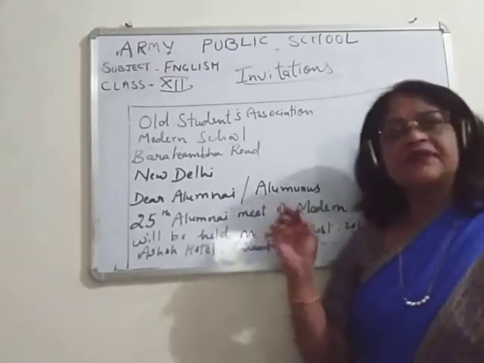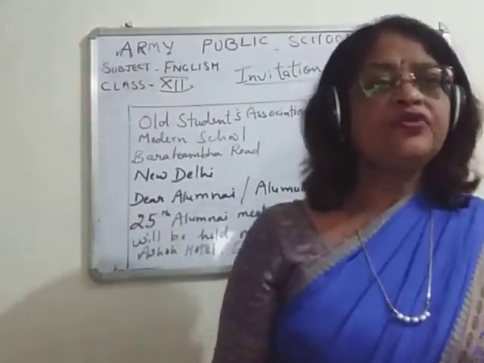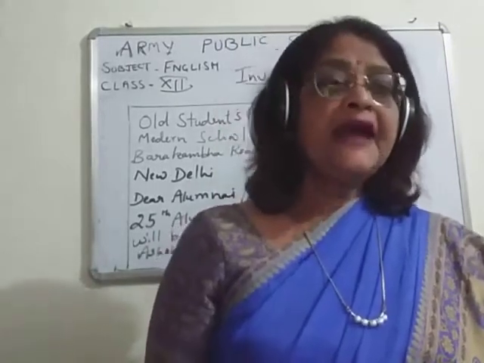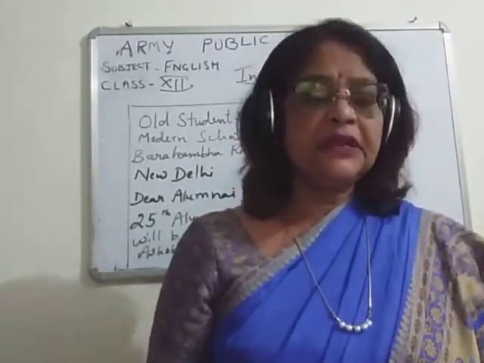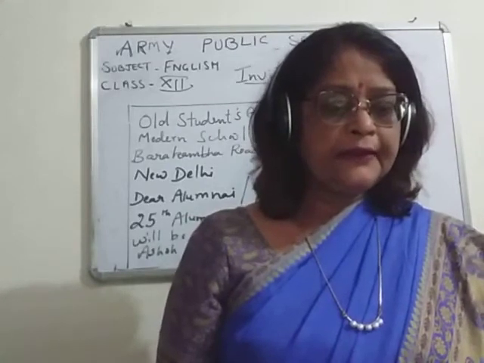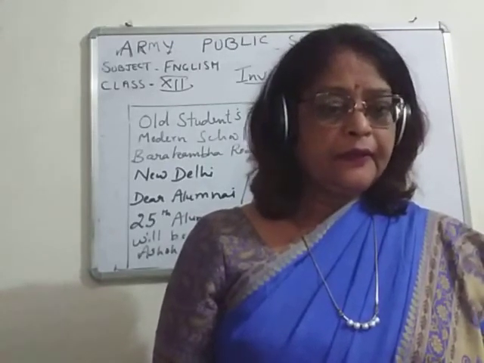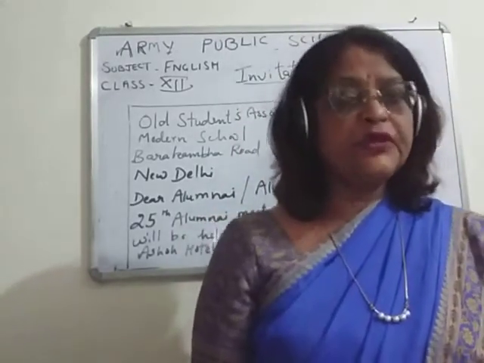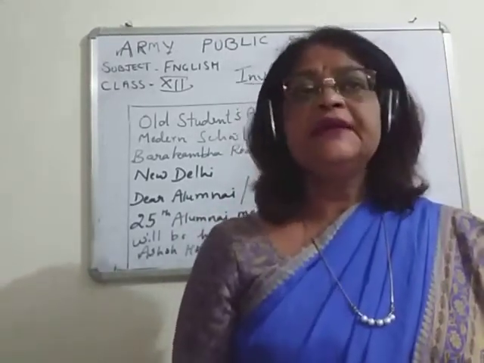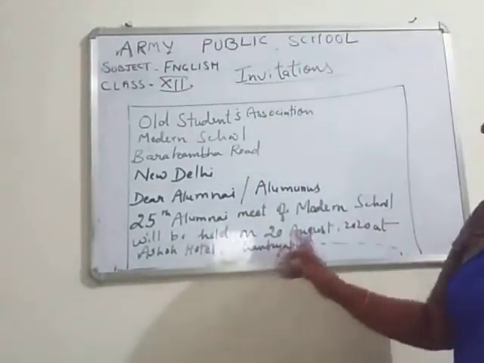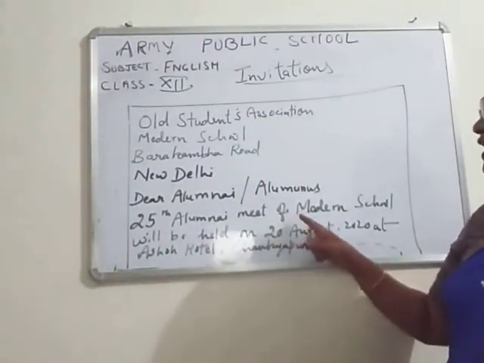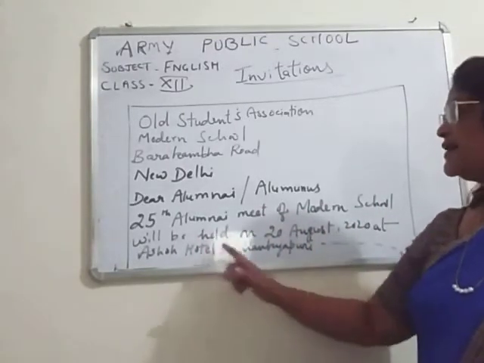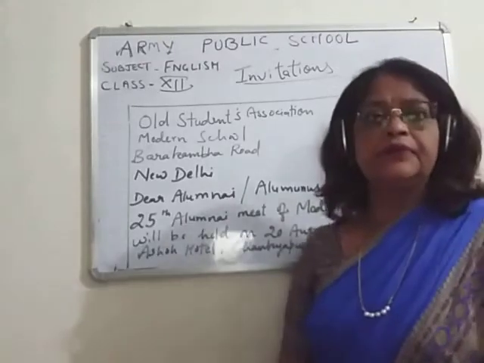That means in the very first line, students, you have to tell what is going to happen, and when. So we have written the date also, and then you can write where it is going to happen: at Ashoka Hotel, Chanakyapuri. So I have written it here. 25th alumni meet of Modern School will be held on 20th August 2020 at Ashoka Hotel, Chanakyapuri.